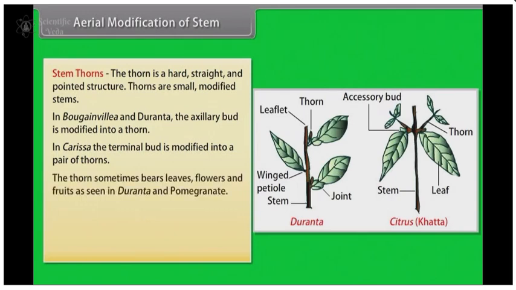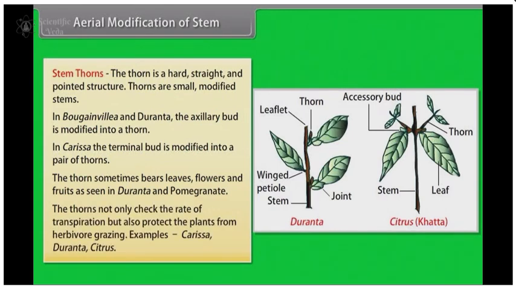The thorn sometimes bears leaves, flowers, and fruits as seen in duranta and pomegranate. The thorns not only check the rate of transpiration, but also protect the plants from herbivore grazing. Examples: carissa, duranta, citrus.